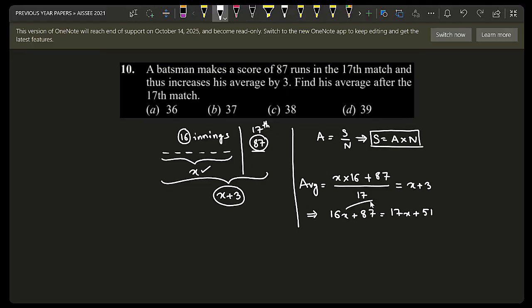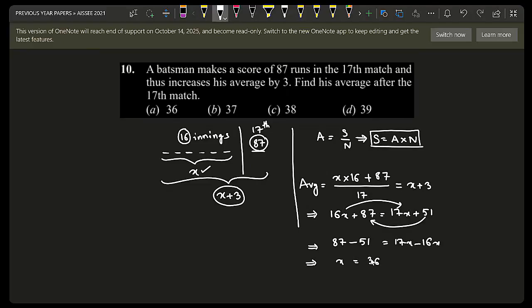I want the value of x now. Transpose 16x to the right and plus 51 to the left. So 16x is going to become minus 16x, and plus 51 is going to become minus 51. 17x minus 16x is x, and 87 minus 51 is 36. So in a hurry, don't go for the answer 36.